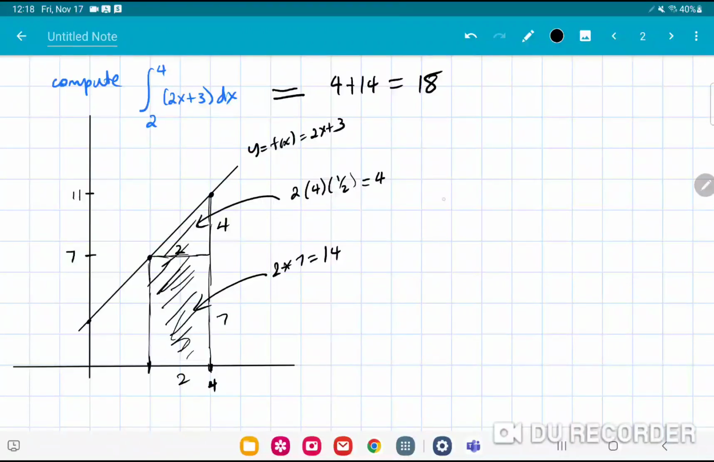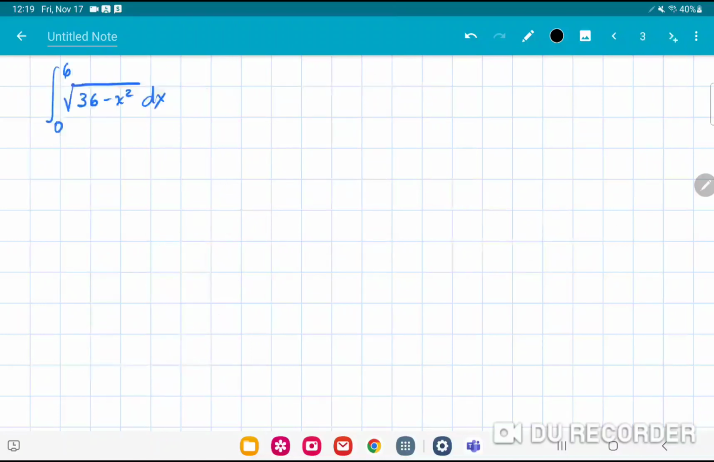So my quiz for you is to compute the integral from 1 to 3 of 2x plus 1 dx. Compute this on a piece of paper, scan and submit on Moodle. All right, let's go ahead and do the next example.